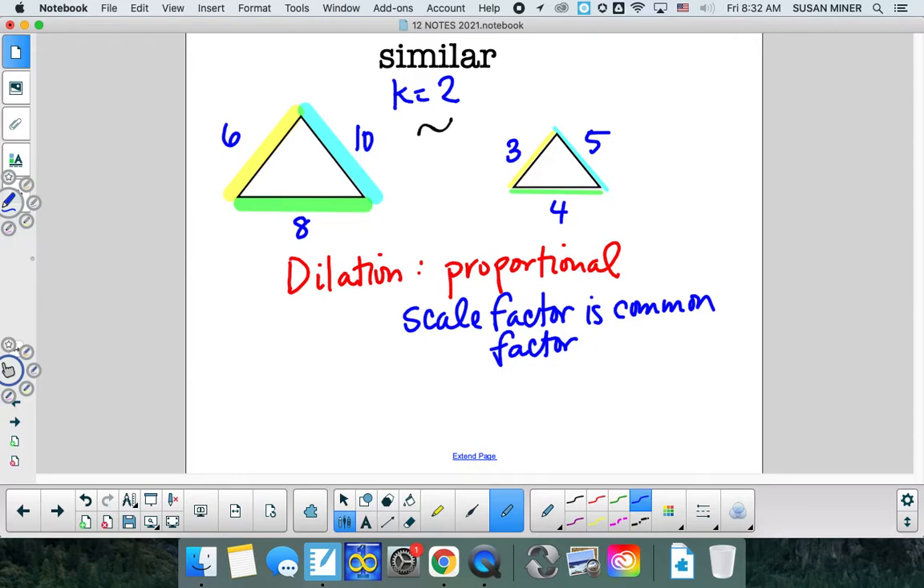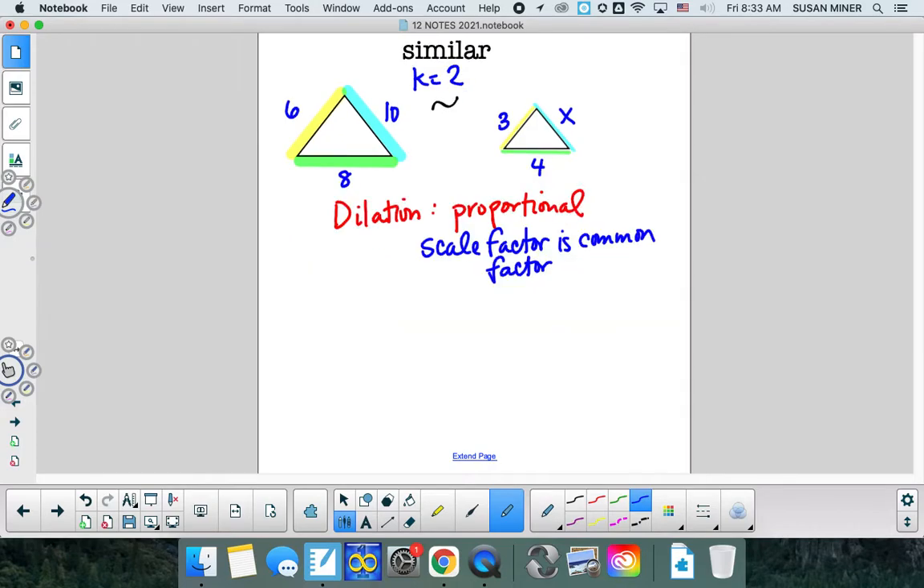So how does this help us? Well, let's just say in our minds, hey, I didn't know what that side length is. I knew the side lengths here, over here on the big triangle. I didn't know that one side on the small triangle. Well, I could figure it out. And the way that I would do that is there's a couple of different ways I could do it. I could first figure out what the scale factor was, right? I could take side length yellow from the big.